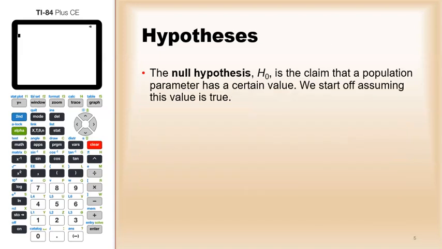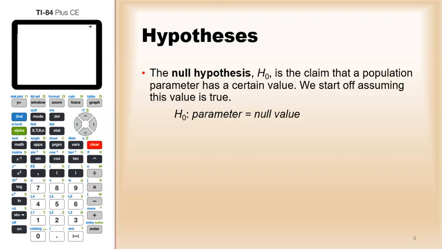All right. So when it comes to hypotheses, again, we start off with two claims. One is called the null hypothesis, which is abbreviated H0, H naught. That's the claim that a population parameter has a certain value. And as this test goes, we start off assuming that this value is true. The general way to write it is H naught: the parameter is equal to some null value.